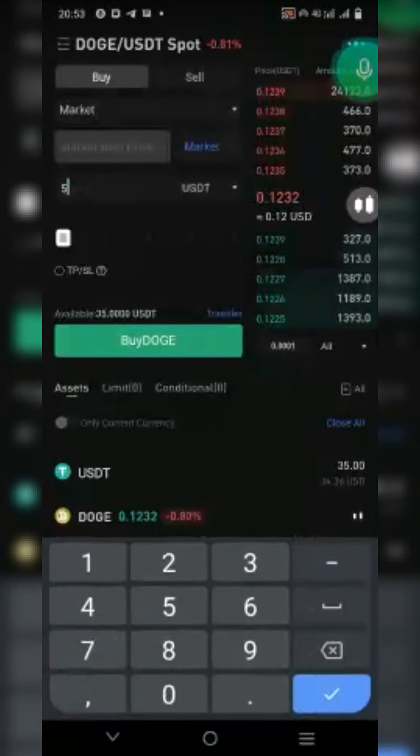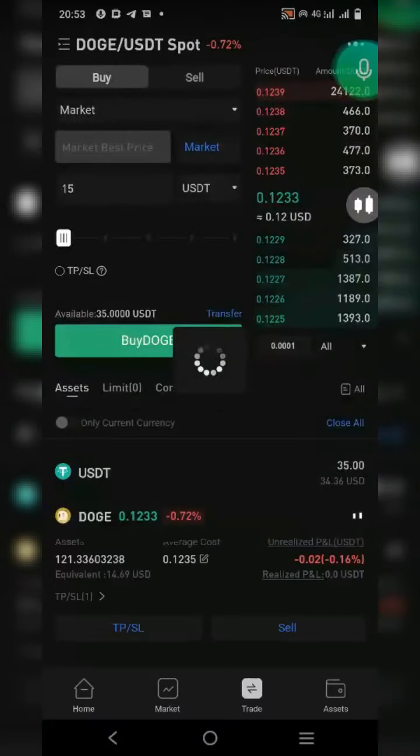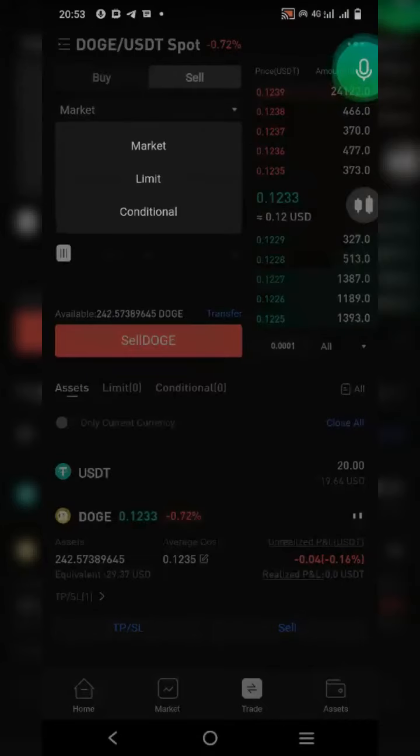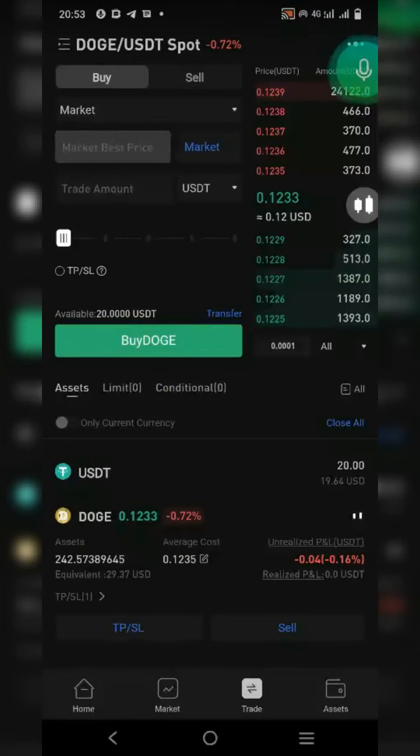Trade amount $15 on market price. So I'm able to buy more Doge. I still have like 20 USDT left, which I'll use to show you guys an example on the limit order.